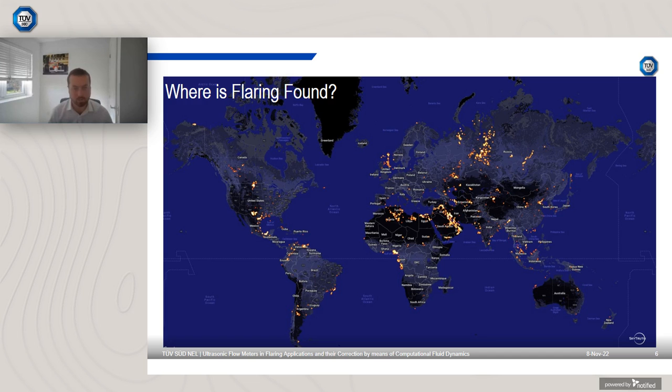So, where is flaring found? All these yellow and orange dots represent an operational flare on Valentine's Day 2021. So you can see that some countries are more populated with flares than others, and that's because 10 countries around the world make up 75% of the total gas flared globally, but only produce 50% of the world's oil.